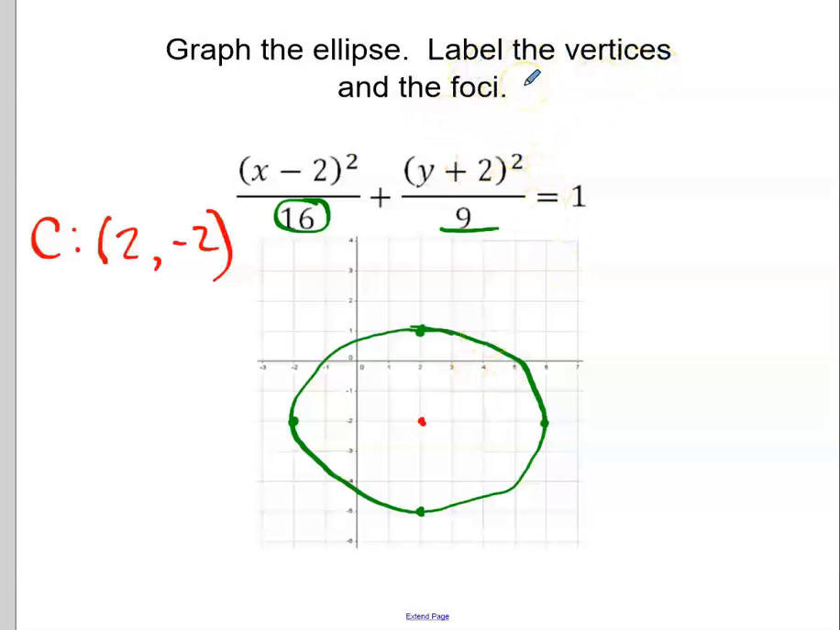Foci is just the plural of focal points or focus. So if we say focus, that's the same thing as saying a focal point. Foci is saying multiple focal points. So foci is just the plural of focus, and you could also call those the focal points. Okay. So first of all, the vertices. The vertices are the points on the major axes.